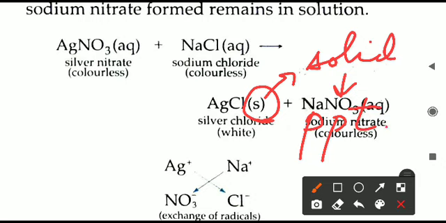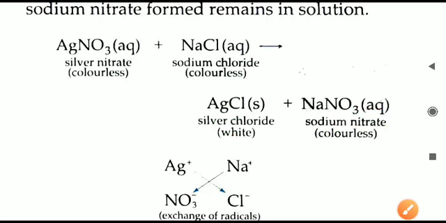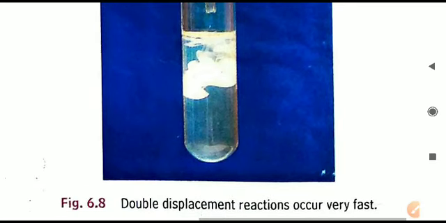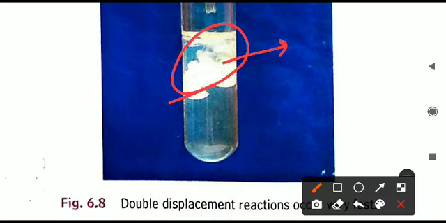So a solid precipitate will form, which will be white in color. White precipitate of silver chloride is produced. You can see how it looks in this test tube. This is AgCl that is forming, silver chloride. It is a white colored precipitate.